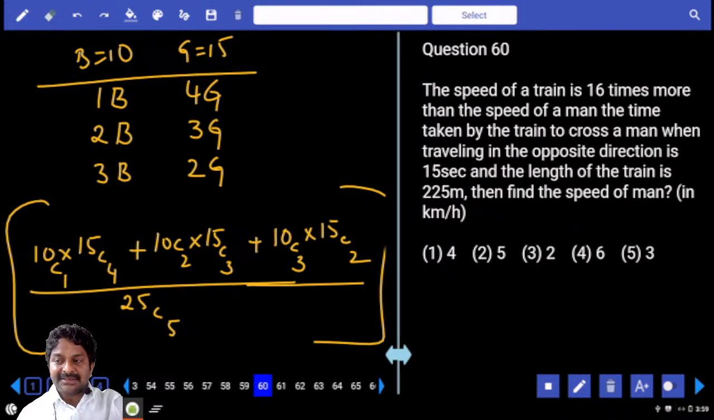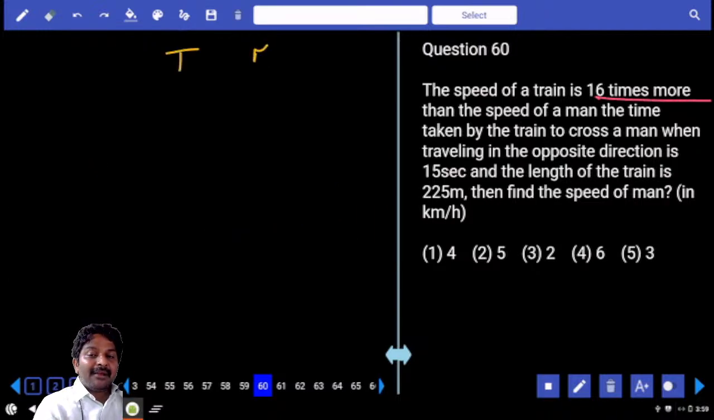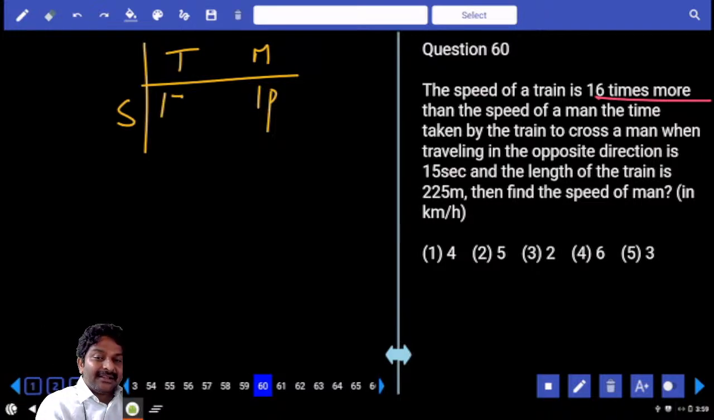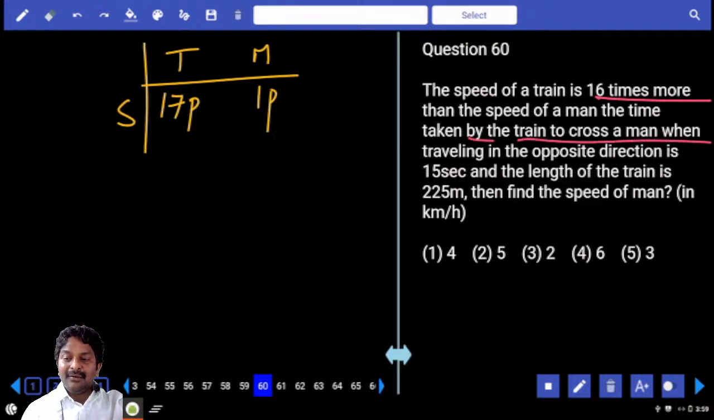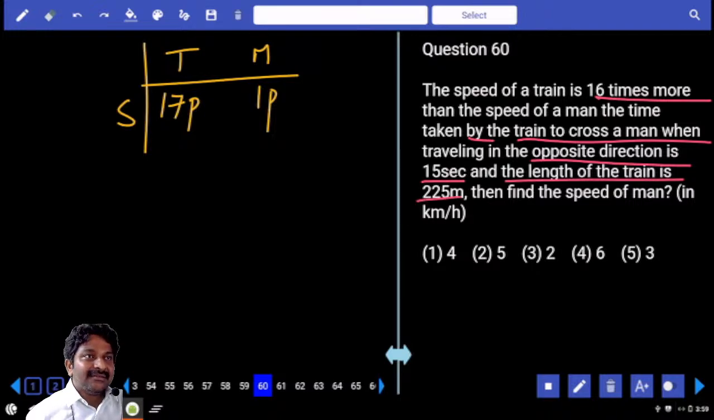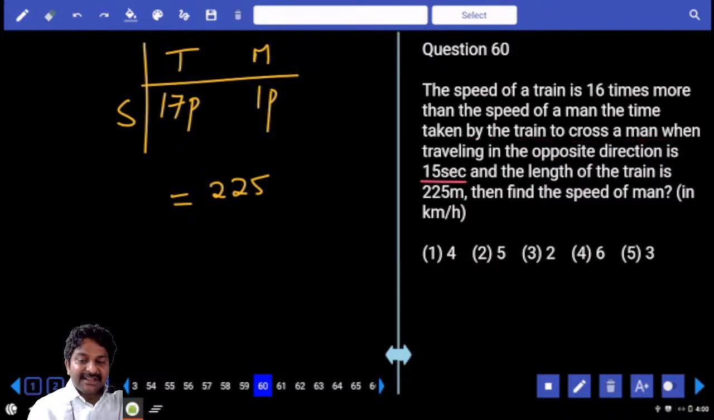The speed of a train is 16 times more than the speed of the man. Train and man both are there. They are talking about speed. If man's speed is 1 part, train speed is 16 times more, they said. That means 17 parts. The time taken by train to cross a man when traveling in opposite direction is 15 seconds and the length of the train is 225. If a train crosses a man, distance covered is train length. How much is that? 225 meters. And how much time is it taking? 15 seconds. Distance by time in the sense, speed only.